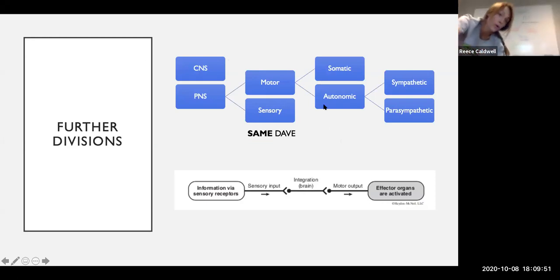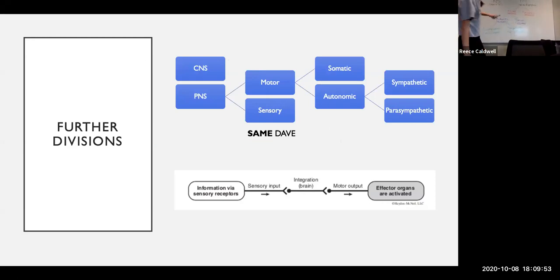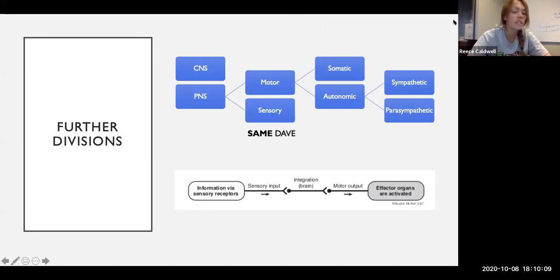So the little notes I wrote below these: brain and spinal cord, nerves of periphery, efferent, afferent, involuntary, voluntary, rest and digest, fight or flight. You want to know those. All right, so those are our divisions.